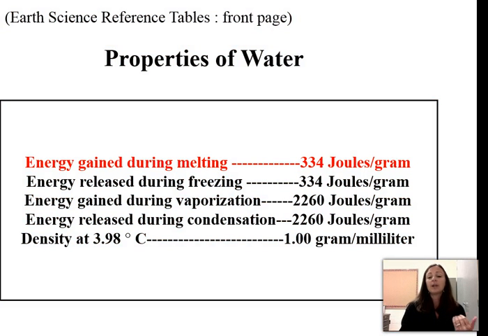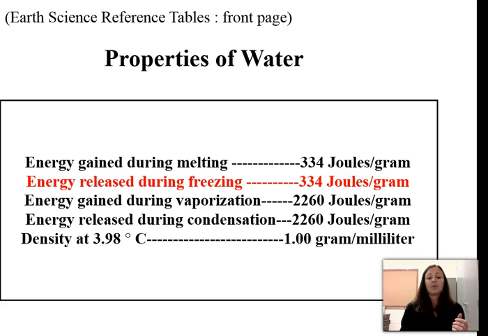So energy gained during melting is 334 joules per gram. Energy released during freezing is also 334 joules per gram. Now you notice these are the opposite processes, right? So one's going from a liquid to a solid and the other is going from a solid to a liquid. So those are opposite, and they take less energy.